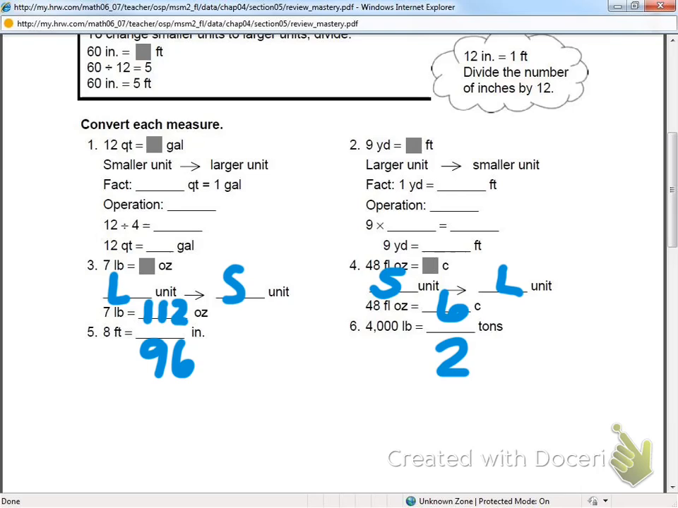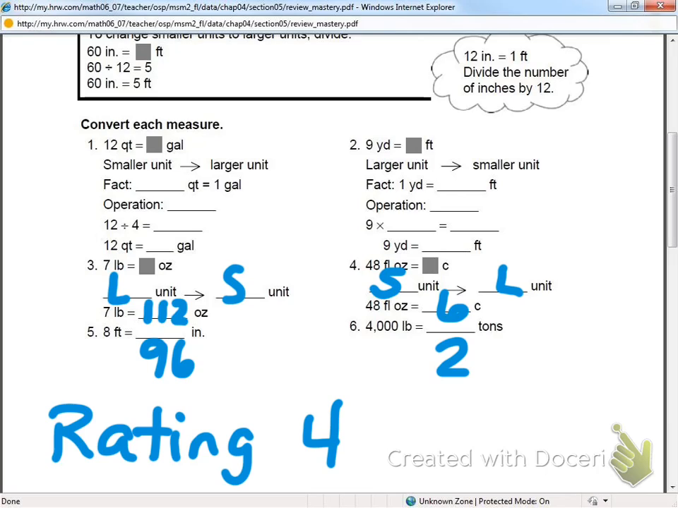At the bottom of your paper, give yourself a rating. Would you say you are a 4? I can teach this to my classmates. I am a 3. I understand and can solve customary measurement. A 2. I need the teacher's help to solve customary measurements. 1. I don't know what customary measurements are.